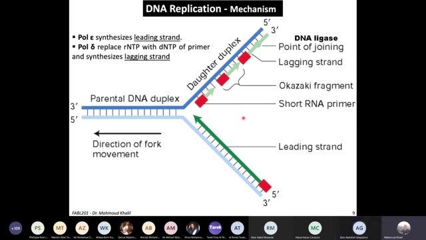Lagging strand, you have only 2 names, either leading for this one or lagging strand for this one. When you see discontinuous formation of the daughter strand through the formation of Okazaki fragments, in this case it's called lagging strand. Okay?